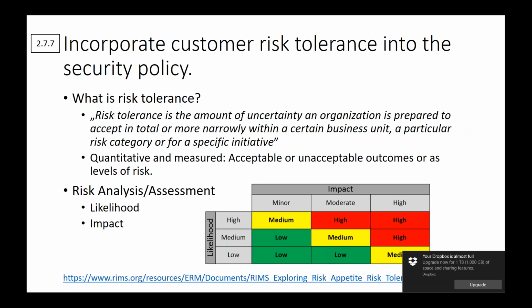Risk tolerance is measurable and quantitative and is communicated as acceptable or unacceptable outcomes, or just simply as level of risk, like low, medium, high. This can be used as part of risk management processes and risk assessment processes to help analyze the likelihood and the impact of each risk. The level of details in such assessments differs from organizations, but using a simple risk matrix can help to determine the categorization of the risks that need to be addressed.